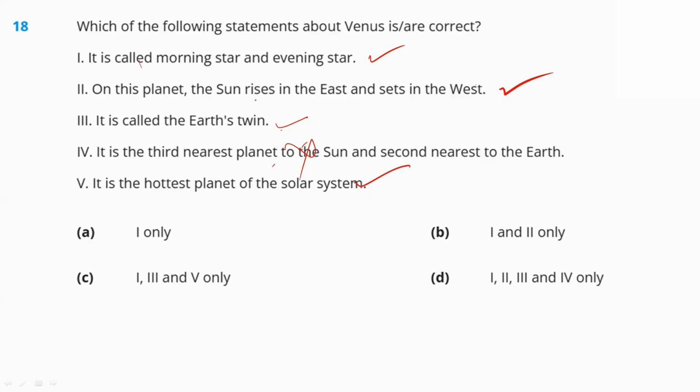It is the planet the sun rises in the east and sets in the west. No, it's actually the opposite. It's because the rotation happens from east to west. The sun rises in the west and sets in the east. So option number second is also wrong. So statements 1, 3, and 4, 5 are the correct statements. So option number C is our right answer.